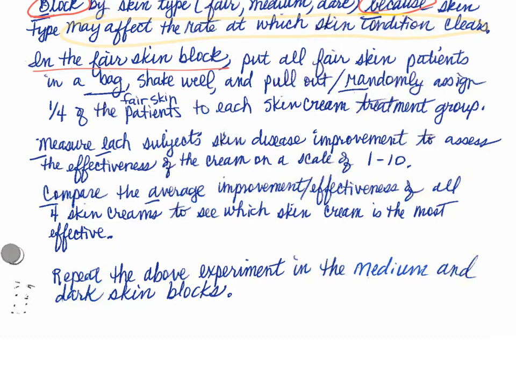How many am I going to randomly assign? Do you know how many are fair-skinned? No, you do not. So you're going to say 1/4 of the fair-skinned patients to each of the skin cream treatments. All right, then measure each subject's skin disease. Compare the average improvement of the 4 skin treatments.